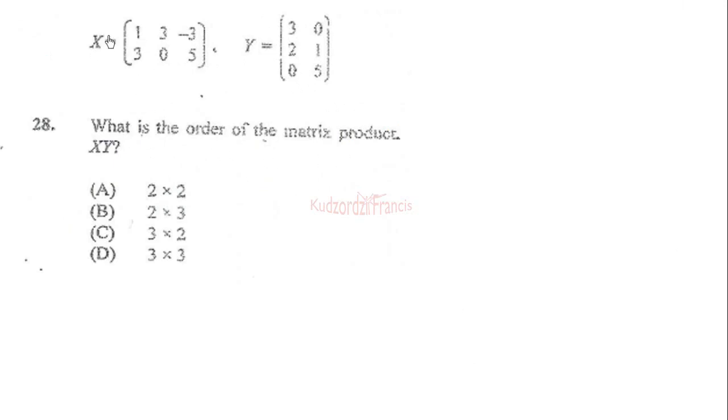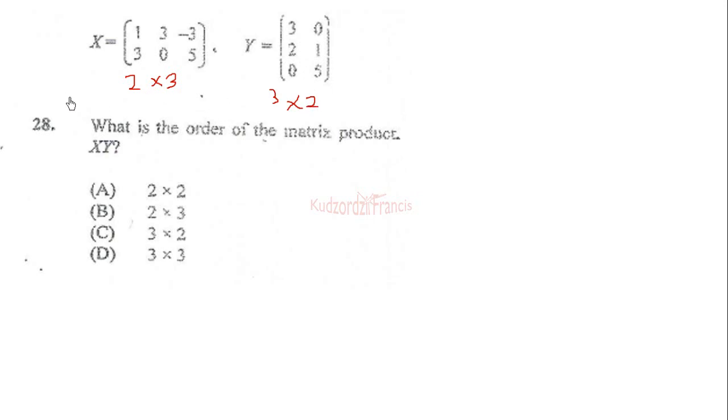We have the order of a matrix is row by column. How many rows? 1, 2 rows. How many columns? 1, 2, 3. So this is a 2 by 3 matrix. Then this is row by column 1, 2, 3. We have 3 rows over here. Then how many columns? 1, 2 columns. So we have a 3 by 2 matrix.